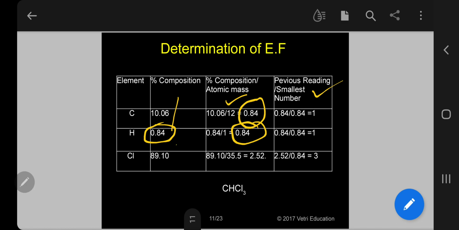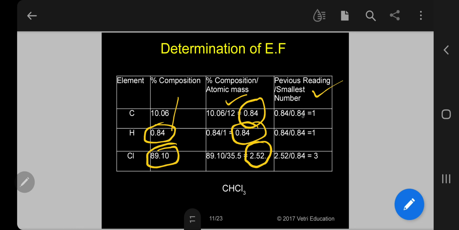And the third case, 89.10, the percentage of chlorine. We know the atomic weight is 35.5; dividing by this, I get the value of 2.52. So what I have to do now: the smallest value is 0.84, so I have to divide all three values by 0.84.